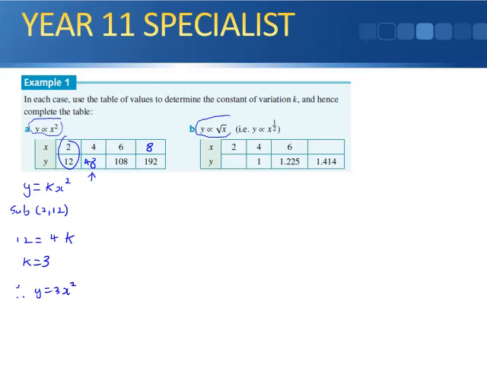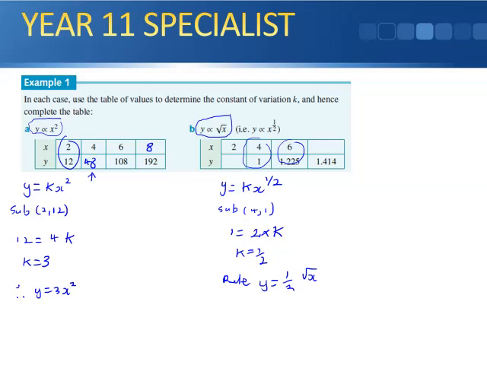Part B says y is proportional to the square root of x. Now, square root of x is just x to the power of half, so that means it's y equals k x to the power of a half. And again, I can put any one in, whether it's the 1 or the 6 in. So I'll substitute x is 4 and y is 1, so I get 1 equals square root of 4, which is 2, times k. And therefore k equals a half. So therefore my rule is y equals a half the square root of x, or x to the power of a half. You can leave it as you want.